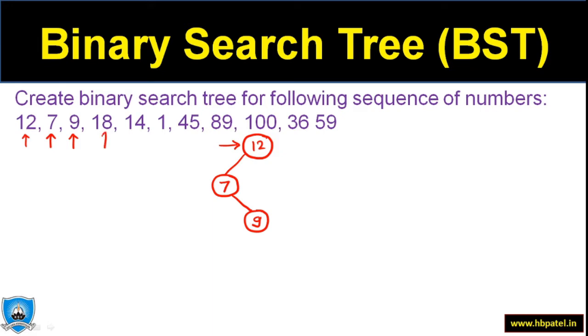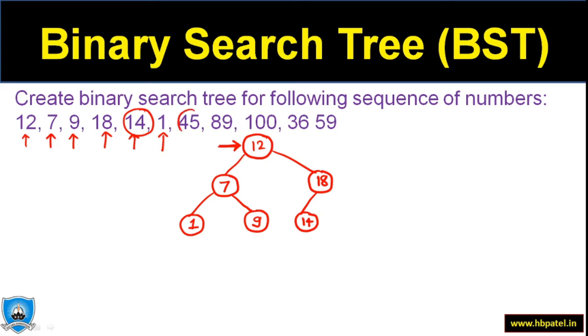Then comes 18. So again let's start comparing from 12. So 18 is greater than 12, so it should go on the right hand side of 12. Then comes 14. So again let us start comparing from the root, that is 12. So 14 is greater than 12, so it should go on the right hand side. On the right hand side we already have 18, so compare 14 with 18. So 14 is less than 18, so it should go on the left hand side. Next comes 1. So let us start comparing with the root 12. So 1 is less than 12, so it should go on the left hand side. Compare 1 with 7. So 1 is also less than 7, so it should go on the left hand side.